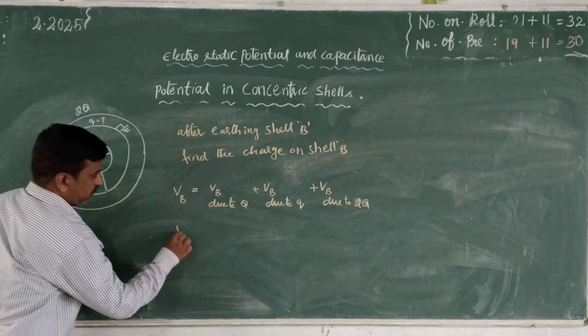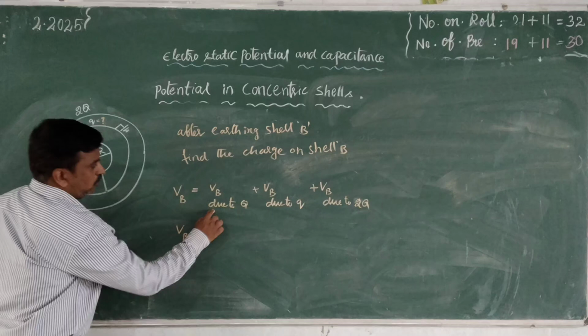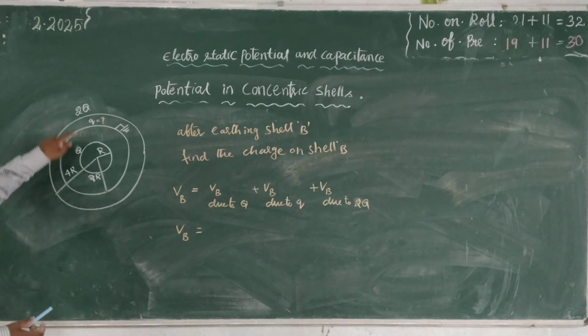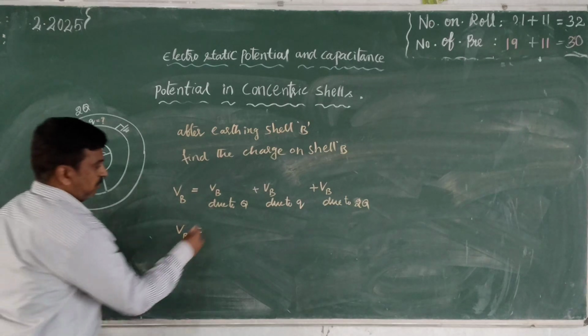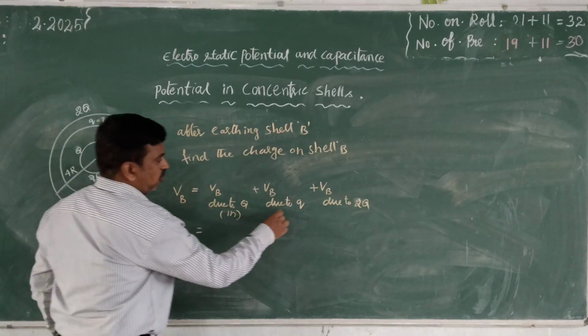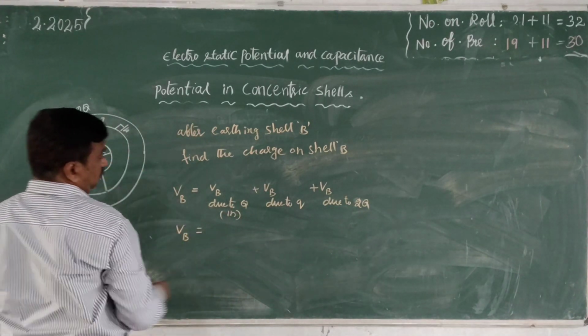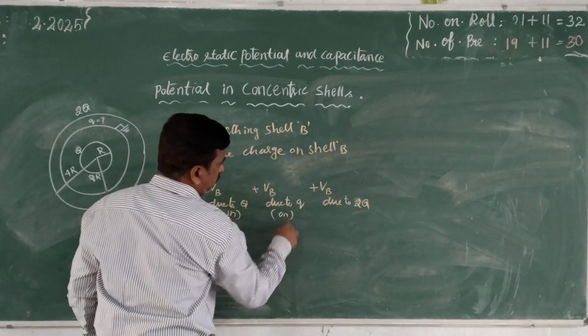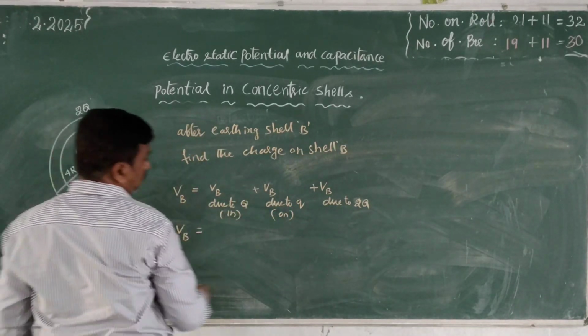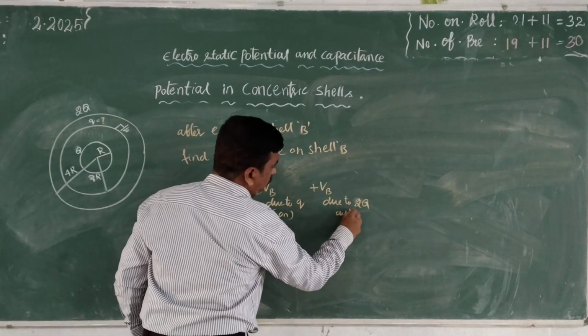We can write the potential on B due to q: compared with surface B, it is an inside point. Potential on B due to Q is on the surface. Potential on B due to 2Q is an outside point.